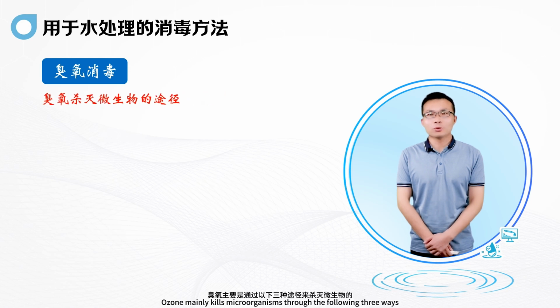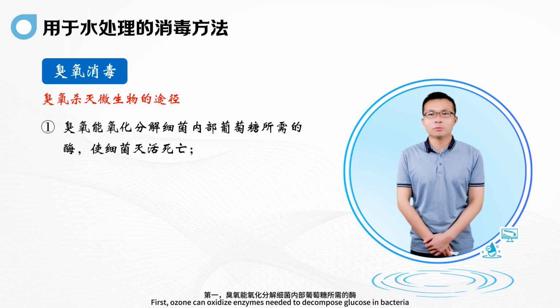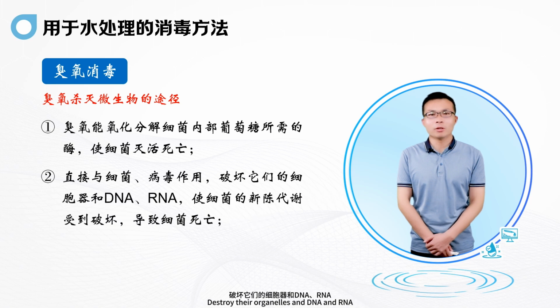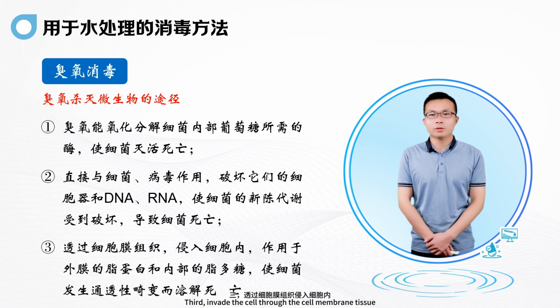Ozone mainly kills microorganisms through the following three ways. First, ozone can oxidize enzymes needed to decompose glucose in bacteria, inactivating bacteria and causing them to die. Second, it directly interacts with bacteria and viruses, destroying their organelles and DNA and RNA. The metabolism of bacteria is destroyed, resulting in the death of bacteria. Third, it invades the cell through the cell membrane tissue, with lipoproteins acting on the outer membrane and lipopolysaccharides acting on the inner membrane. Bacteria are distorted in permeability, dissolved and die.